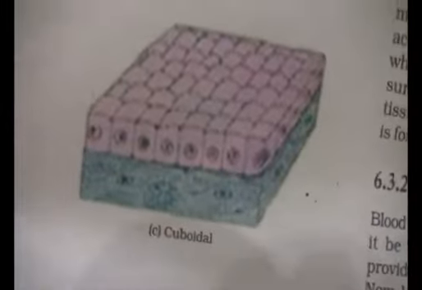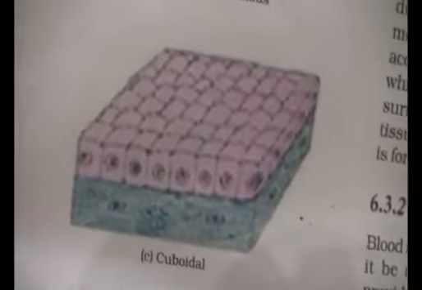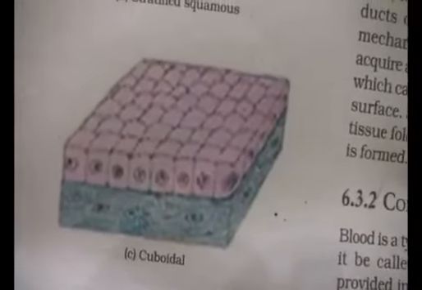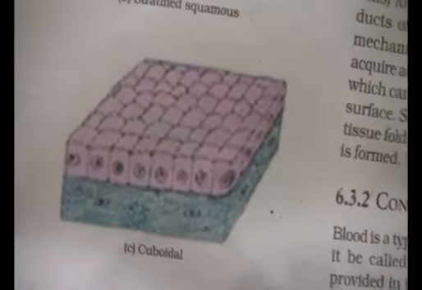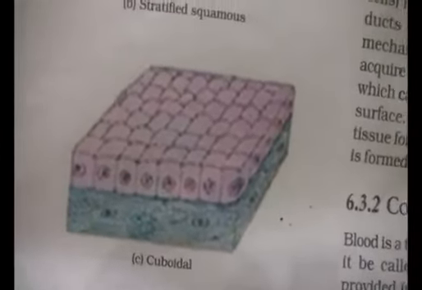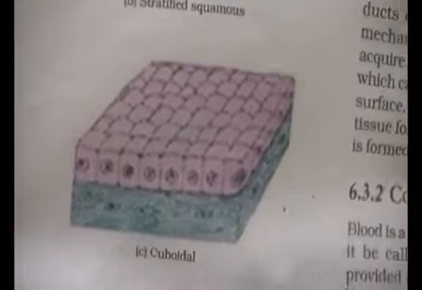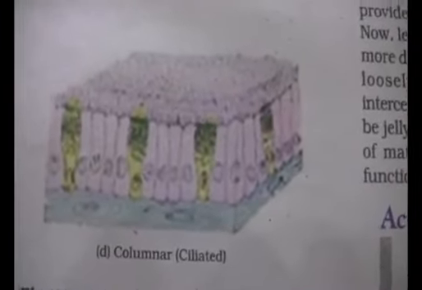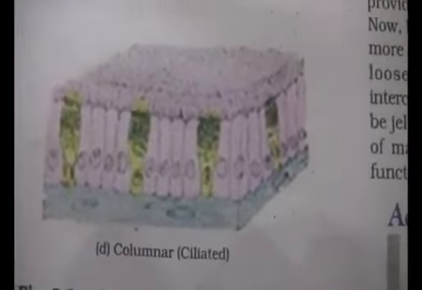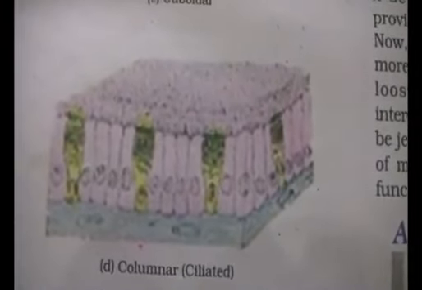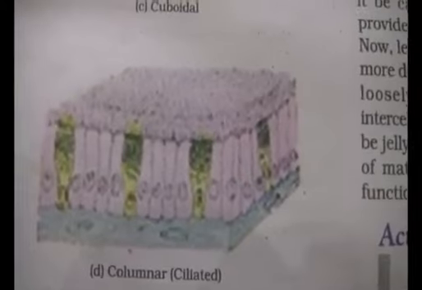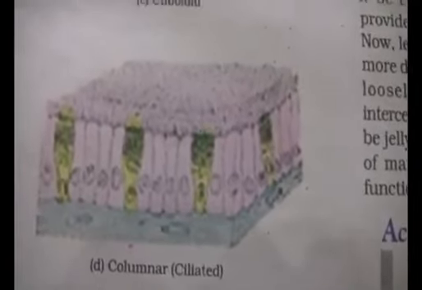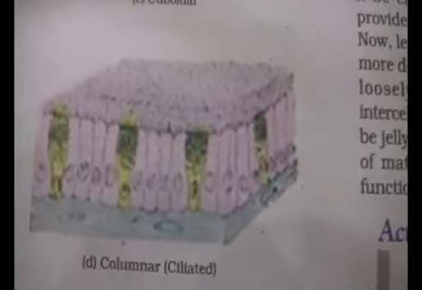See, this is a cross-section of the cuboidal tissues. It has a basement membrane and the cube-like structures. Okay, you can also see nucleus in all the cubes. Again, after this is the columnar ciliated epithelium. In the columnar ciliated epithelium, there is a basement membrane. Again, there are columns, and above the columns, you can see the thin hair-like projections, which are called the cilia.